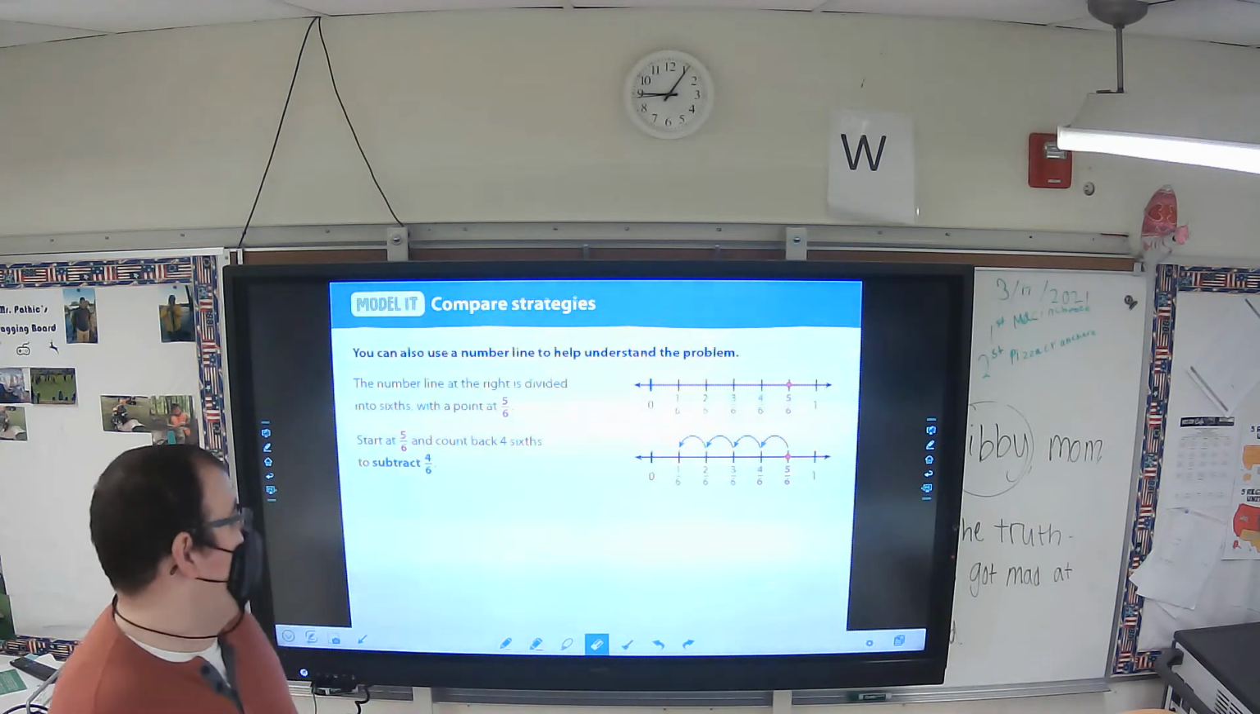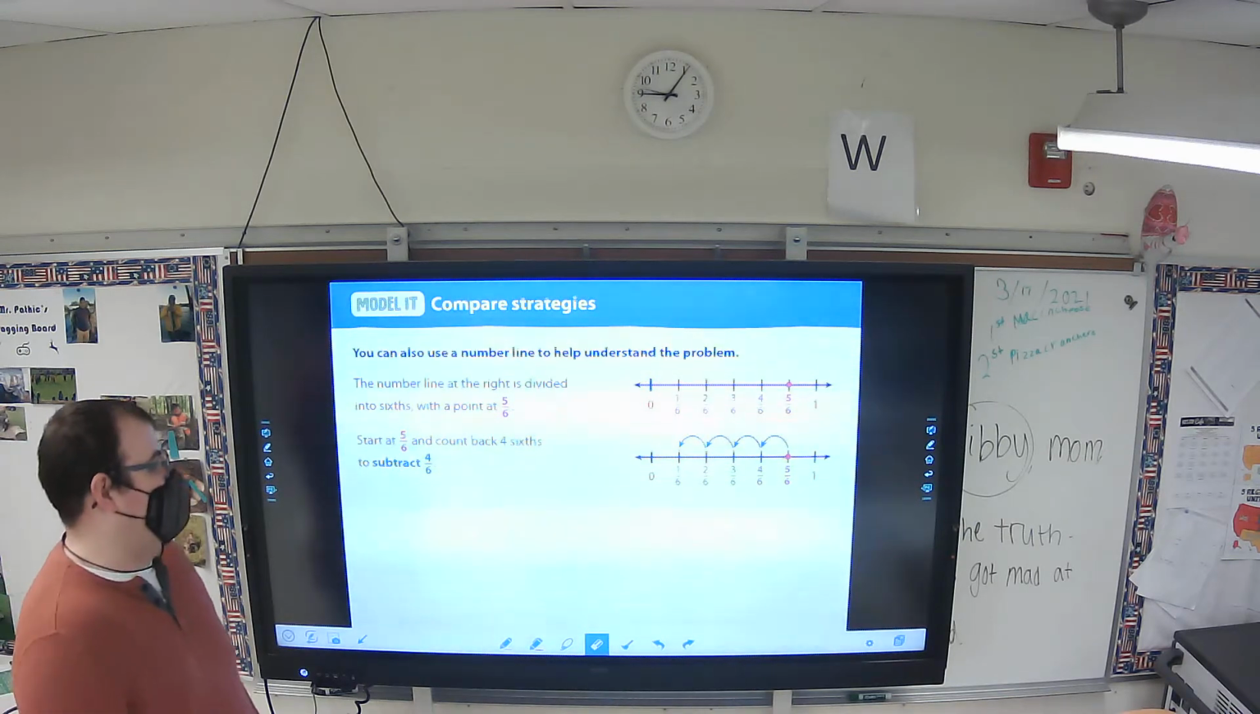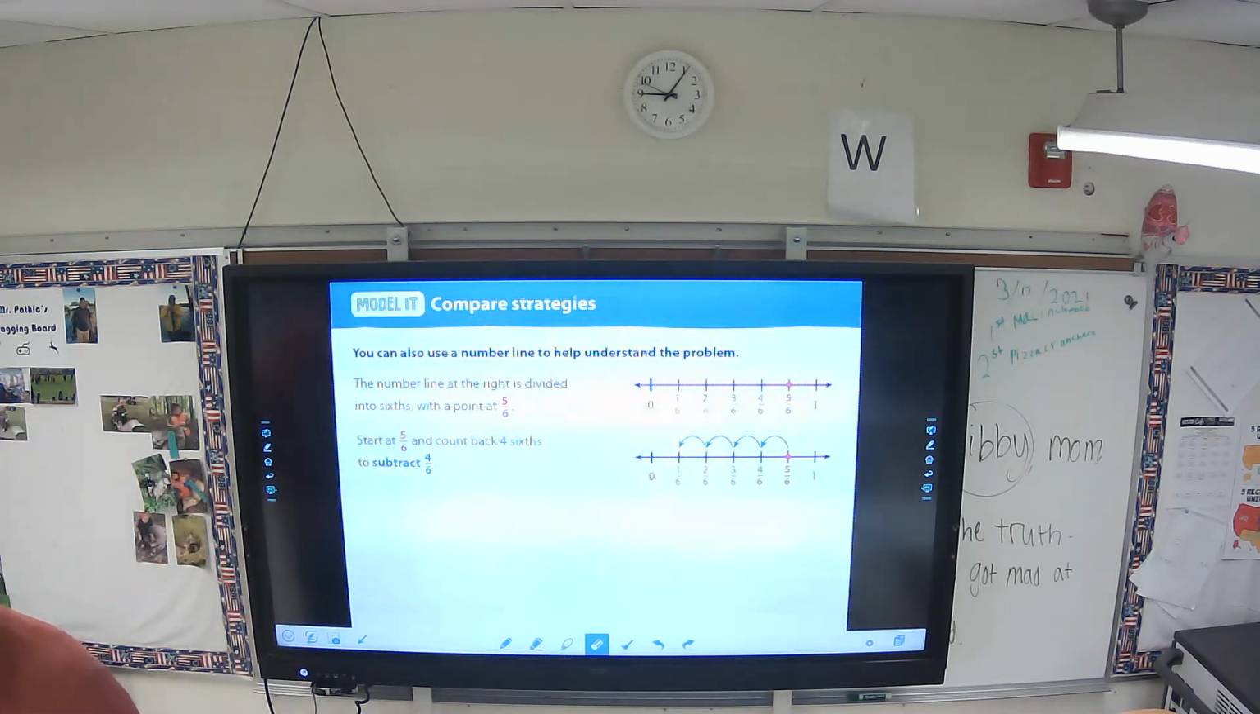So you do have a number line, right? You put 5/6 on there, and you subtract 4/6. Now, does it matter which number you put on the number line first? No. Yes. Actually, yes. For subtraction, does it matter? Yes, it does because you can't take a little number away from a big number.